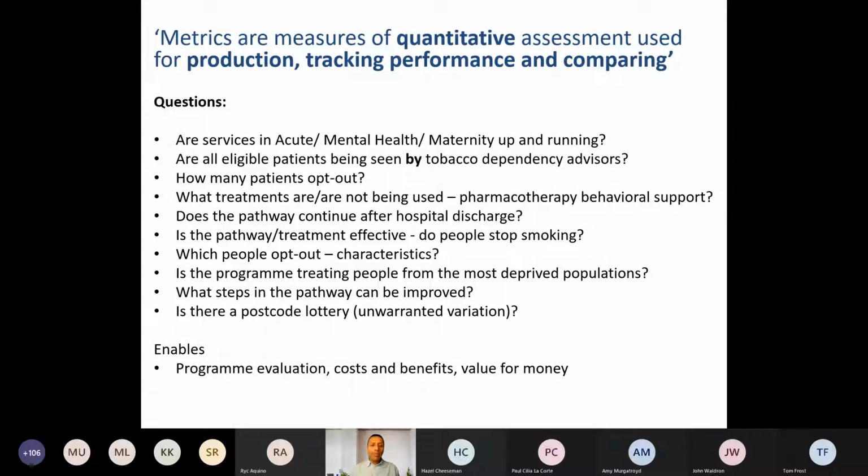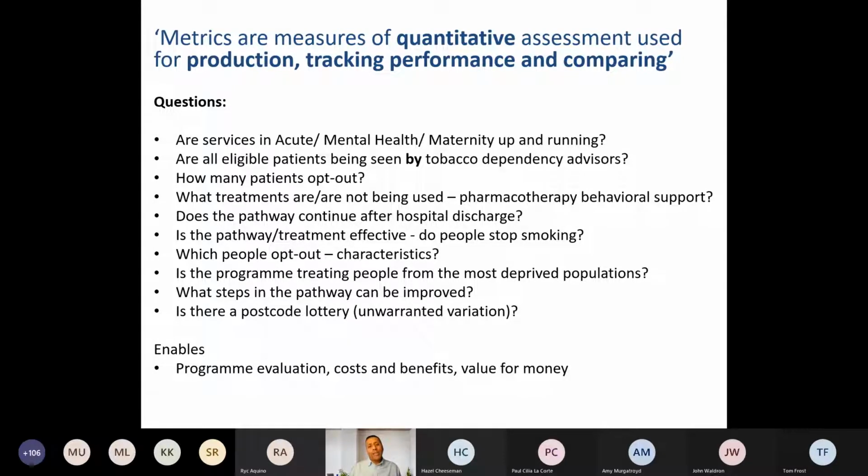One of the things I did before this webinar was look up the definition of metrics, and here it is. Metrics are the measures of quantitative assessment used for production, tracking performance and comparing. I thought this definition was really helpful. So how does it apply to what we're doing? Well, firstly, by measuring metrics, we want to see if services are actually up and running, because if a service isn't running, there won't be any metrics. So it will give us an idea of whether these services are up and going in any given ICS or locality. That's really helpful for us to know.